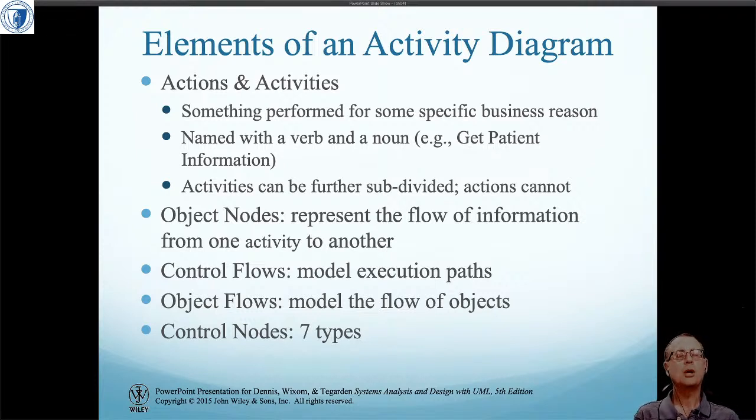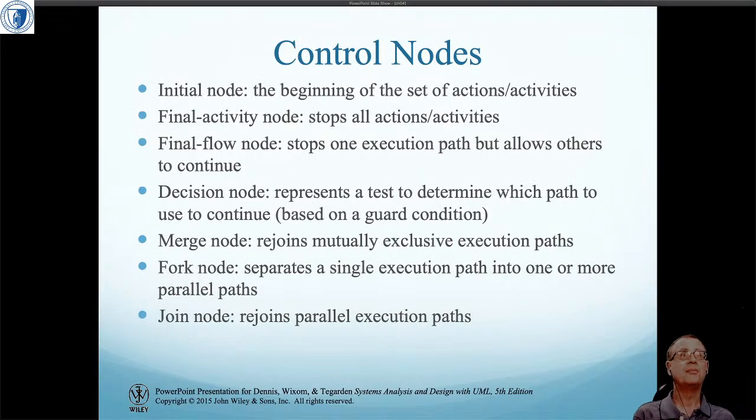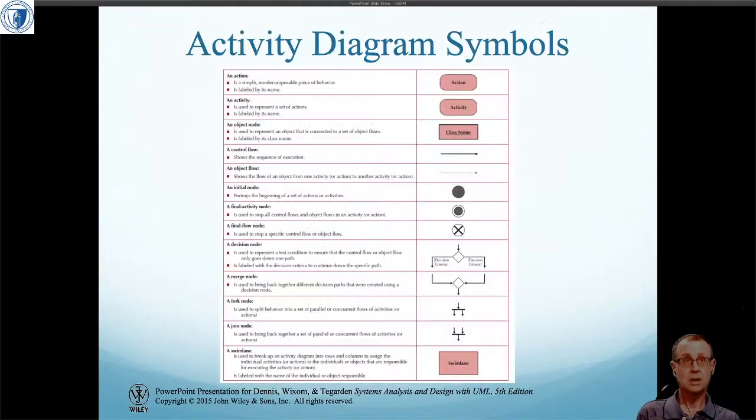Object nodes represent the flow of information from one activity to the other. Control flows show the execution path. Object flows model the flow of objects, and then we've got control nodes: initial nodes, final activity nodes, final flow node, decision node, merge node, fork node, and join node. Right, and that's the list of all the symbols that you should use on an activity diagram. I'm not going to read through them all in detail. Let's see what we've got to talk about.